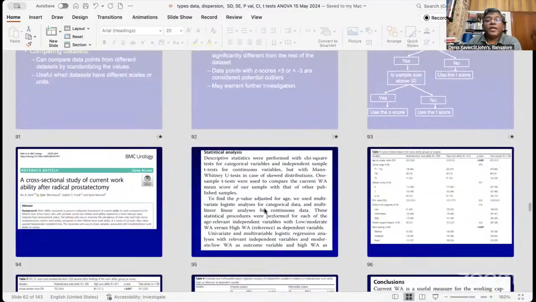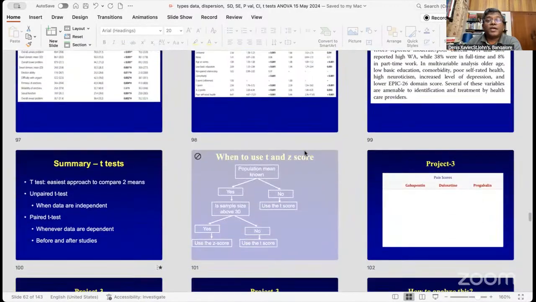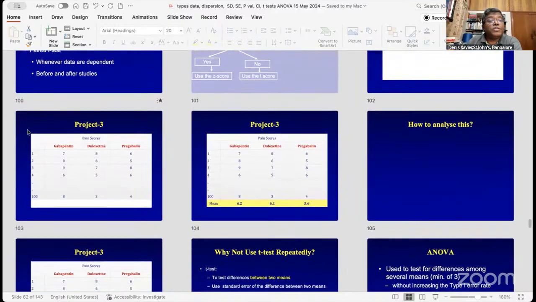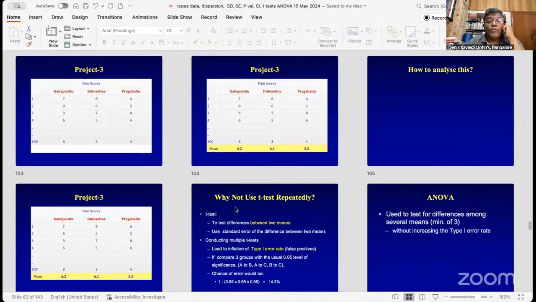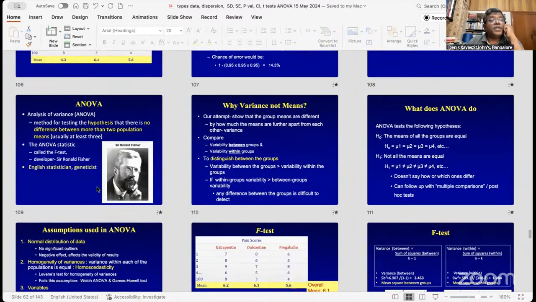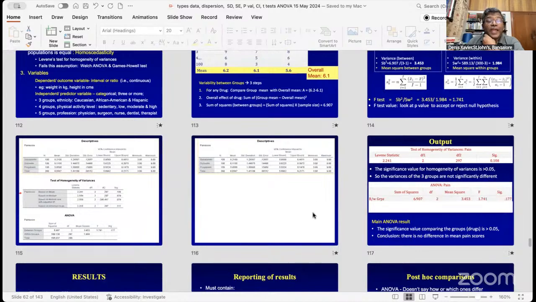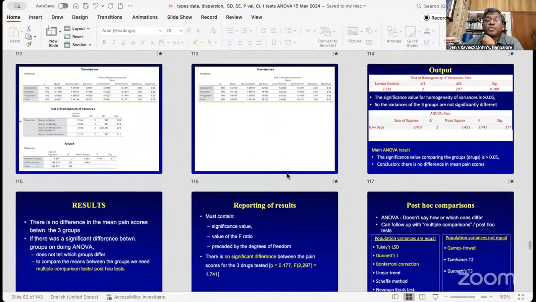Some of them I've hidden. And then let's look at a paper from urology, radical prostatectomy. And then we'll do 3 groups, pain scores with gabapentin, duloxetine, and pregabalin. And that's where we do ANOVA. And why not to do t-test repeatedly? So we'll do ANOVA. We will meet Mr. Fisher, Ronald Fisher. What is the F-test and how to interpret the F-test from SPSS output?